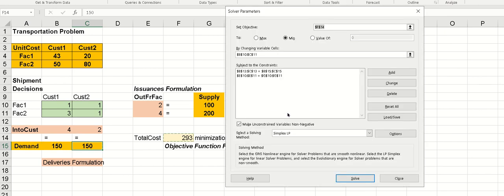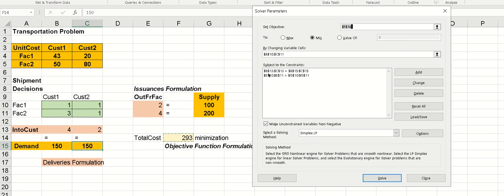So let's check. Double check. So we have here E10, E11 is equal to G10, G11, and then this is B13, C13 is equal to B15 and C15. That's right. And make unconstrained variables non-negative. Checking it means you want the variables, those things which are not mentioned, to be positive all the time. Because there are cases when you want them negative. But in this case, we want everything non-negative. In business, we want all numbers to be positive or zero.